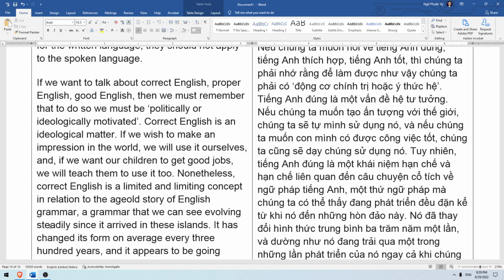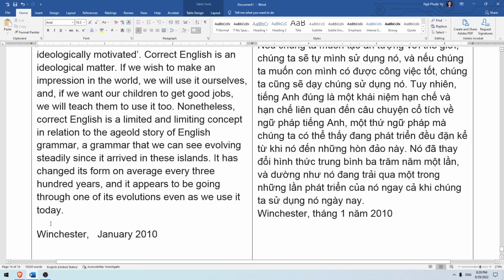If we wish to make an impression in the world, we will use it ourselves, and if we want our children to get good jobs, we will teach them to use it too. Nonetheless, correct English is a limited and limiting concept in relation to the age-old story of English grammar, a grammar that we can see evolving steadily since it arrived in these islands. It has changed its form on average every 300 years, and it appears to be going through one of its evolutions even as we use it today.